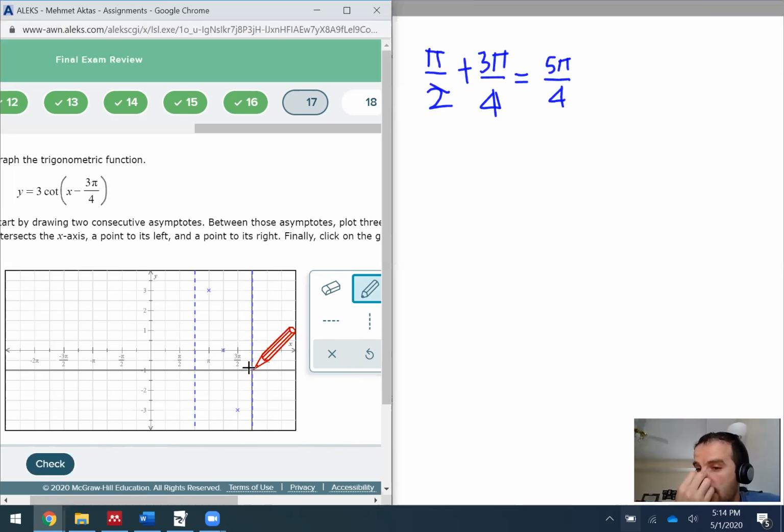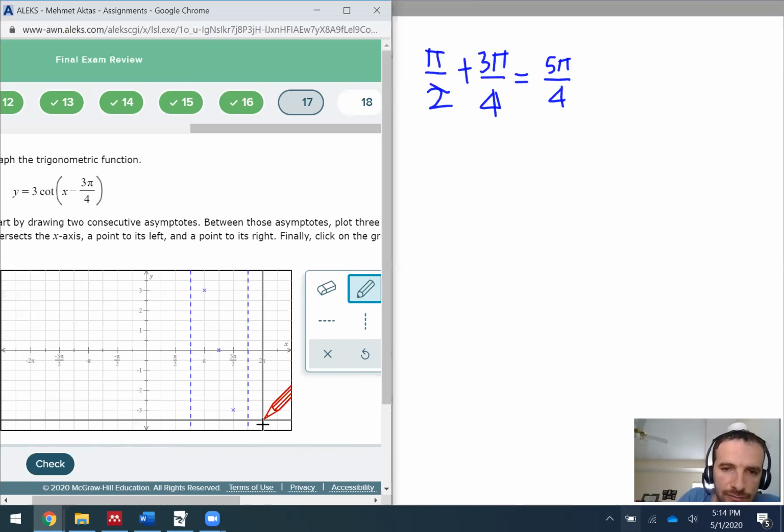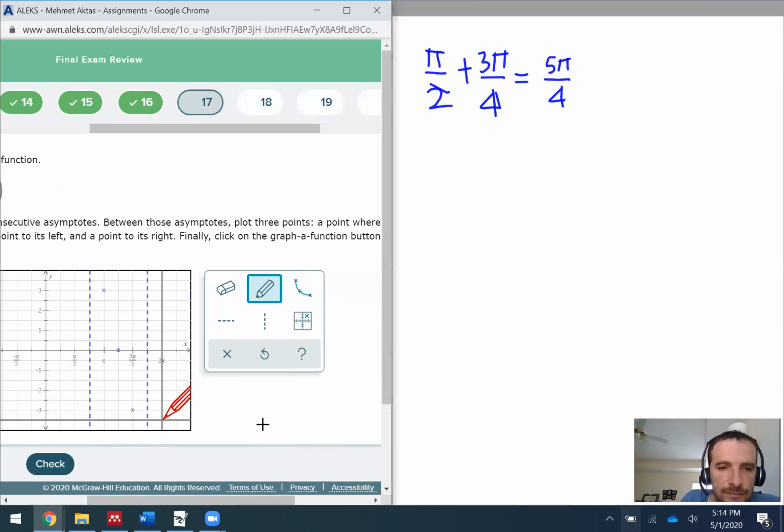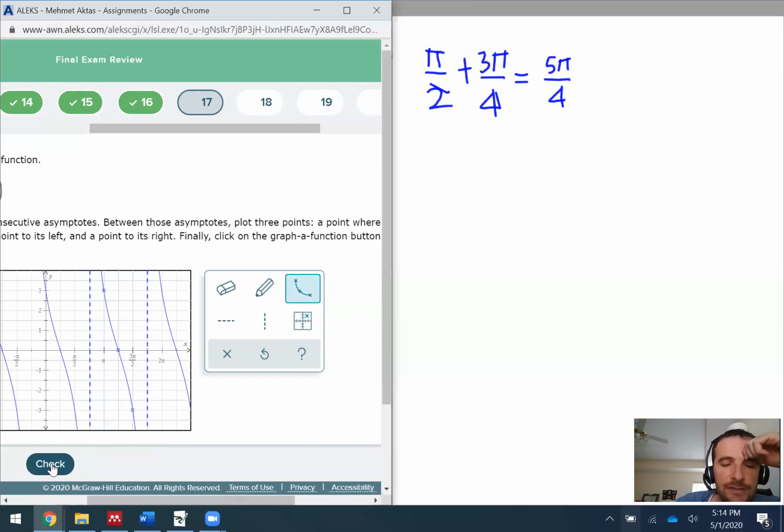Because cotangent 3 pi over 4 is negative 1. Shifted 3 pi over 4 units to the right, it will be 3 pi over 2. And negative 1 will be stretched to negative 3. Let's draw our graph. Yes. Let's check our answers.